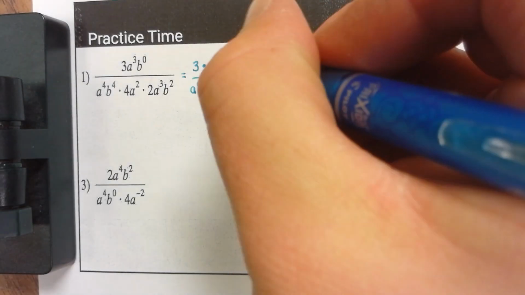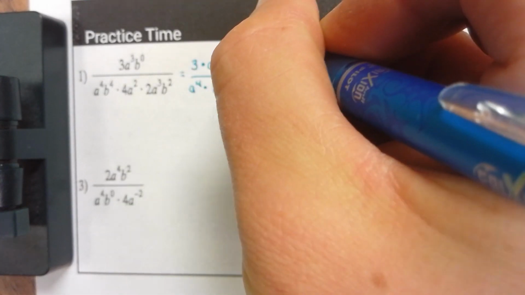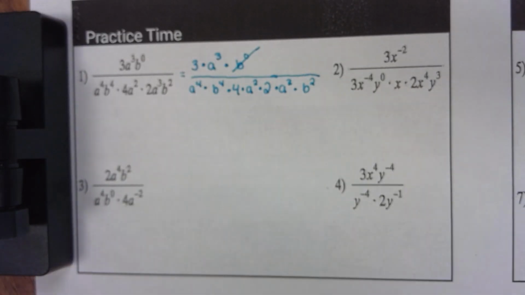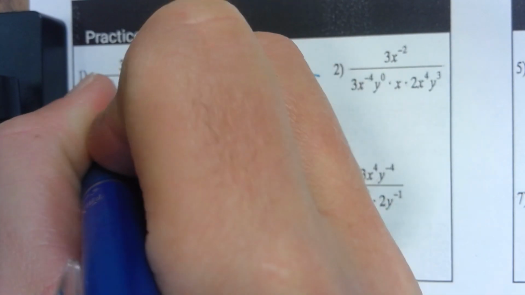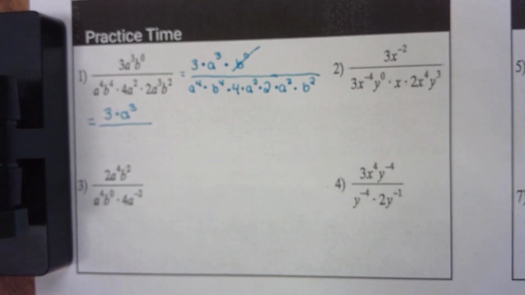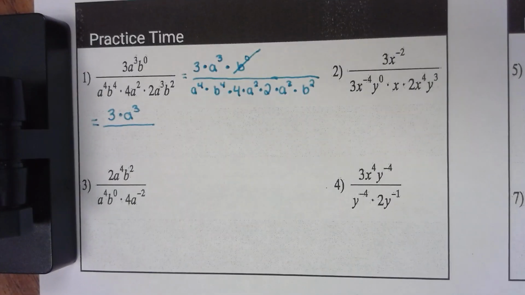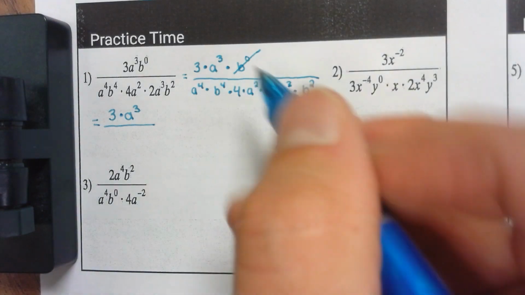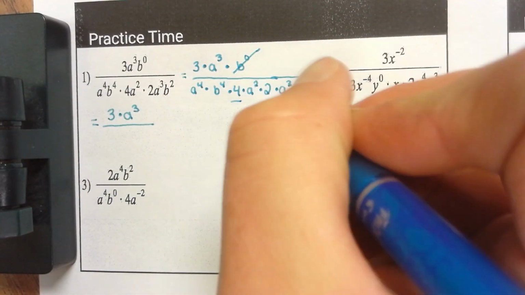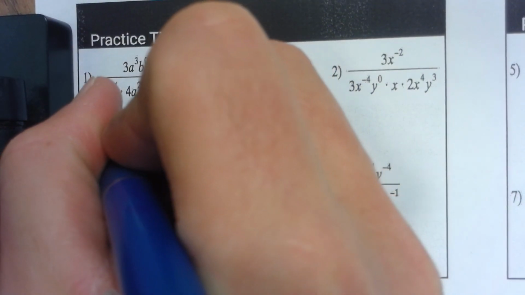Okay, so the first thing in my numerator that I notice is I have a b to the power of 0. That's just 1, so I'm going to cross that off. So my simplified numerator is 3 times a cubed. In the denominator, I'm going to combine any bases that are the same. And let's start with the number. There's only one number. Actually, there's 2. 4 times 2 is 8. So in the denominator, we have an 8.